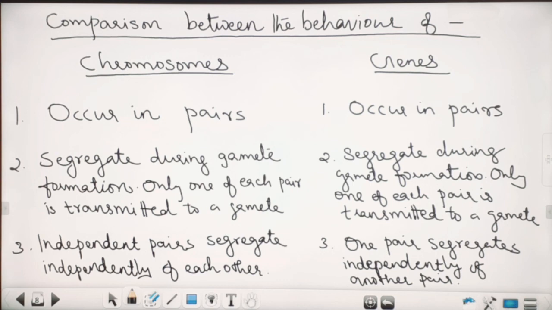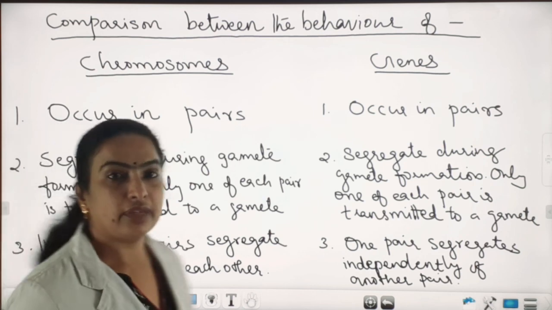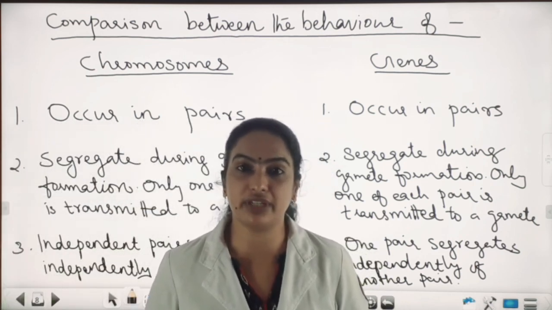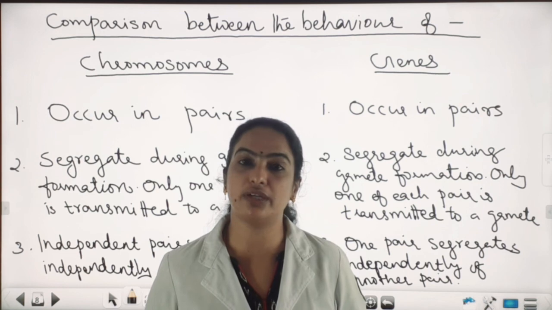And they segregate during gamete formation, so only one of each pair is transmitted to a gamete. In genes also, they segregate during gamete formation, and only one of each pair is transmitted to a gamete. And the third point is that independent pairs segregate independently of each other, that is, one pair segregates independently of another pair. Both the statements are the same. So is it clear about the chromosomal theory of inheritance by Walter Sutton and Theodore Boveri?